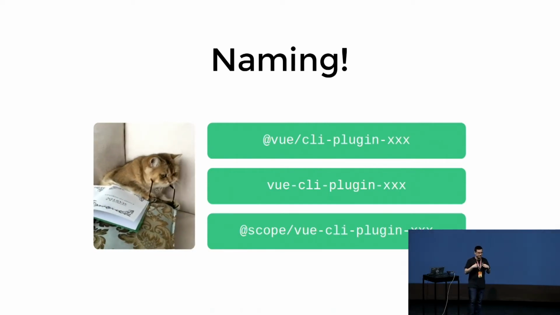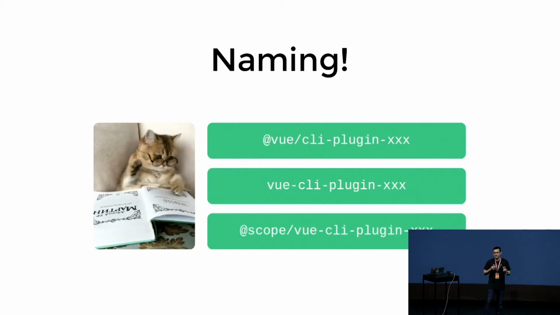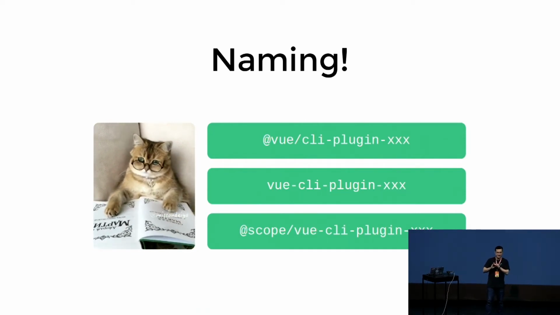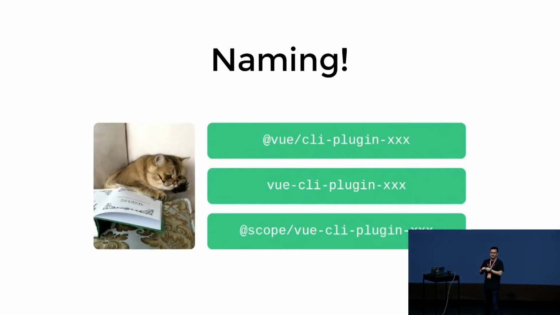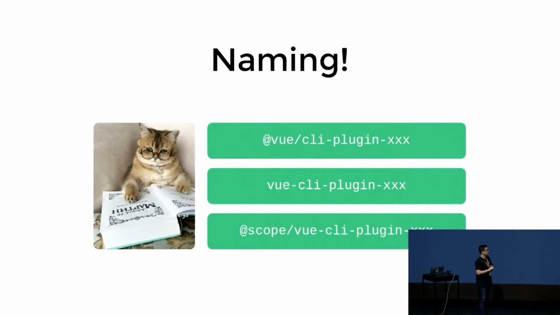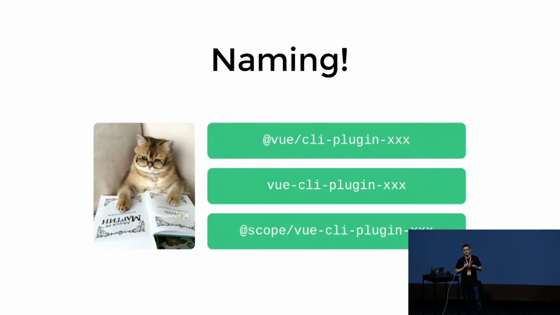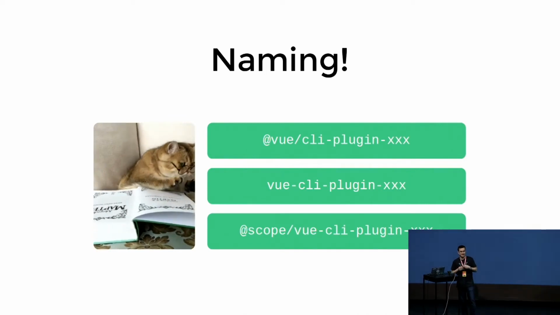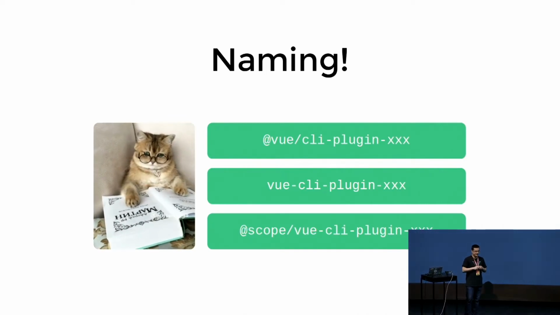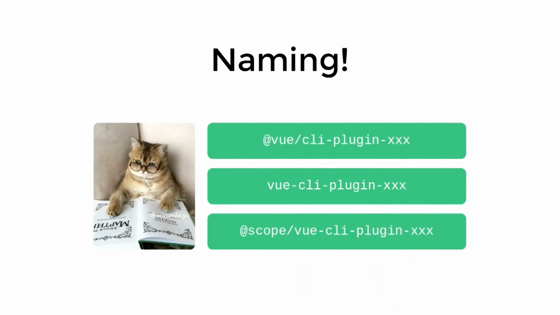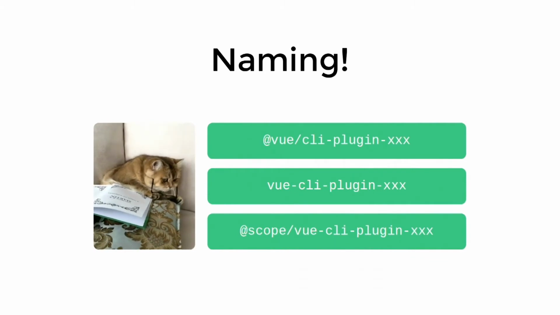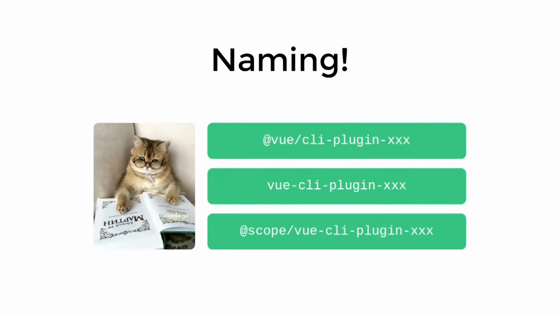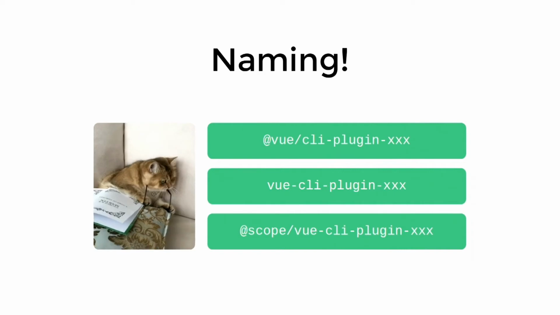And if you are creating your own plugin, you have two options. You can either use a plain simple name, which starts with vue-cli-plugin, and then what you want. And you can also use npm scopes, which start with the @ and the name of the scope and a slash, like we do with Vue CLI, and then vue-cli-plugin and the name of the plugin. So if you don't follow those conventions, you have trouble while loading the plugins, and it may not load at all.